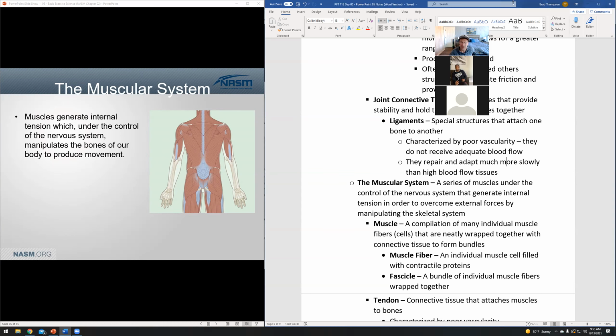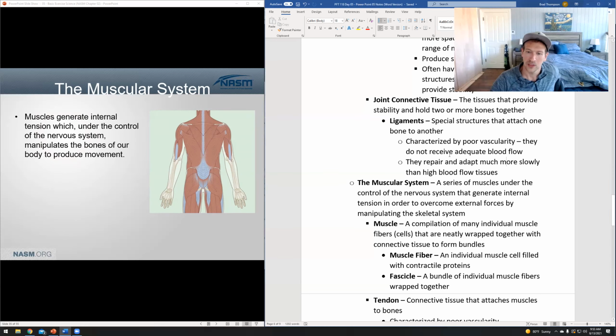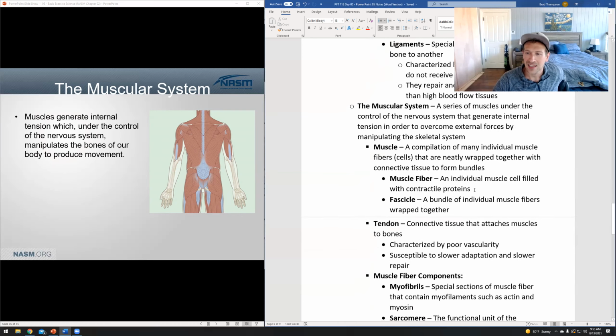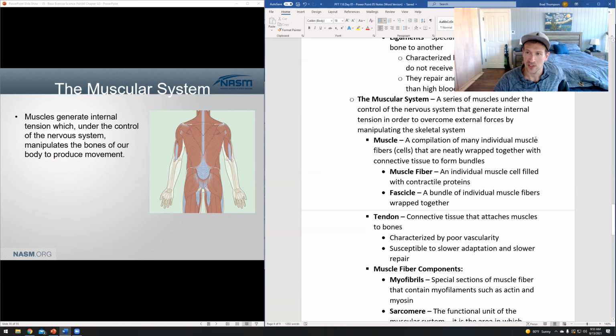You know, not the type of efficiency we're going for, but that's sort of what happens. So that is your bones in a nutshell. That's a review of our skeletal system.